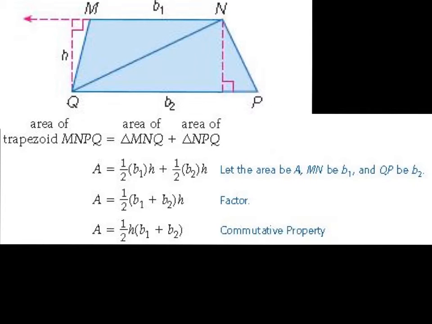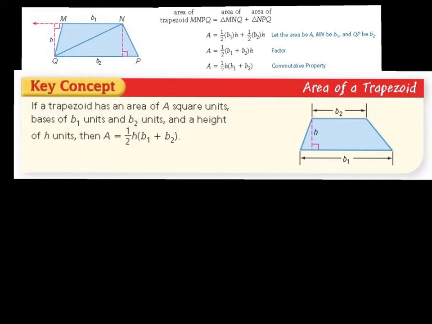So to show how to find the area of a trapezoid, if we drew in this diagonal QN, it breaks it up into two triangles. And we already know how to find the area of a triangle. It's 1/2 base times height. They call the bases B1 and B2, and they both have the same height. So then we can factor out the greatest common factor, 1/2 H, and we have the formula for area of a trapezoid. The area of a trapezoid is 1/2 the height times the sum of the bases.